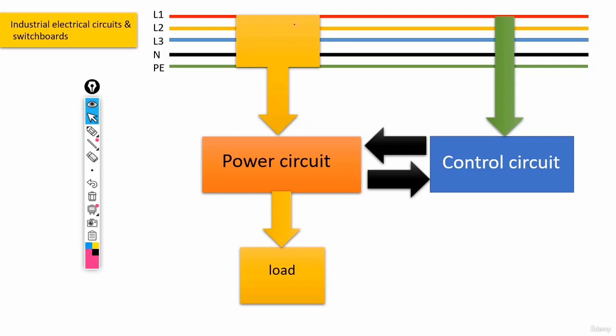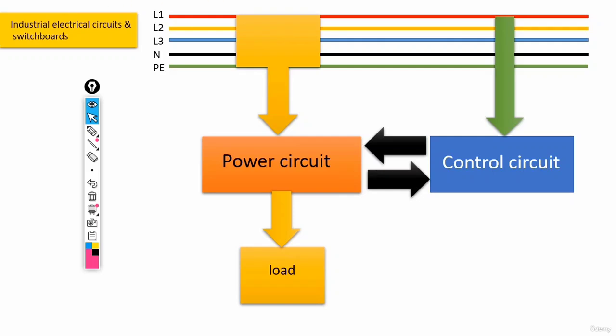Mostly, guys, electrical circuits are divided into two main segments. Segment number one is called the power circuit. And segment number two is called the control circuit. Right? Now let's talk about them and find out what exactly they are.